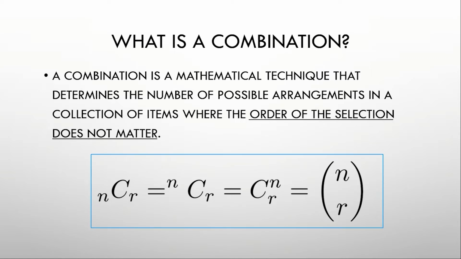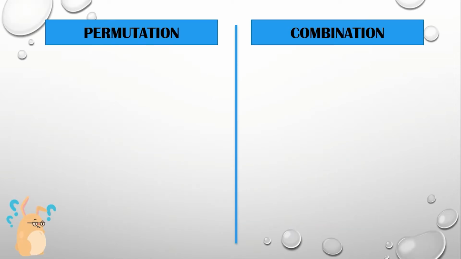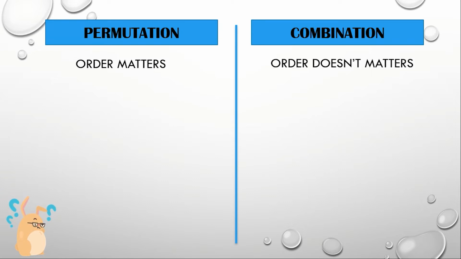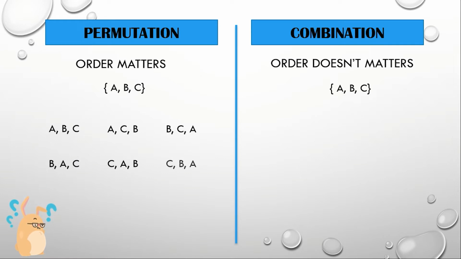So, let's differentiate combination from permutation. In permutation, order matters, while in combination, order doesn't matter. Let's have an example. We have the set A, B, and C. First, we have the permutation. Here, class, we're going to arrange ABC, and by listing method, we have ABC, ACB, BCA, BAC, CAB, and CBA. If we count all the arrangements, we have 6, right? So we have 6 ways.